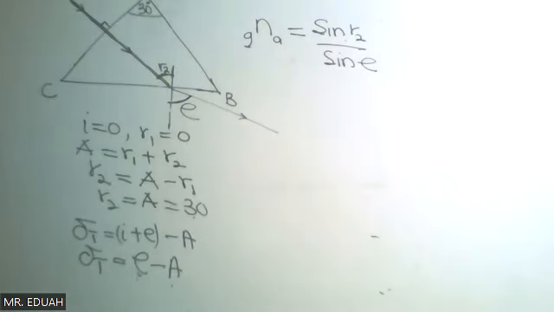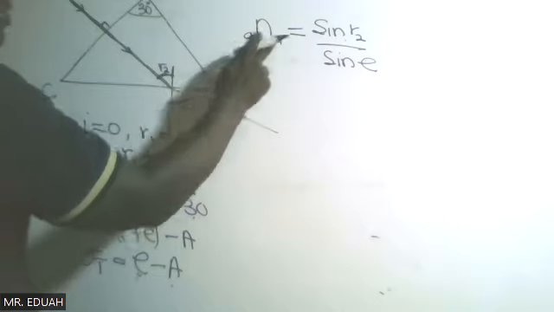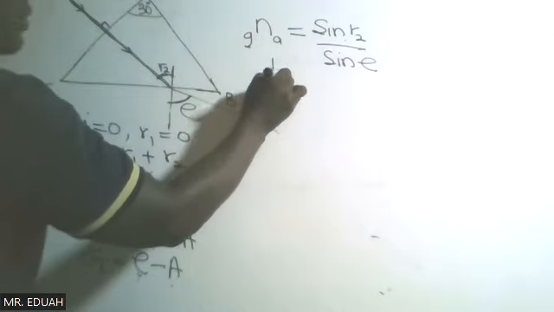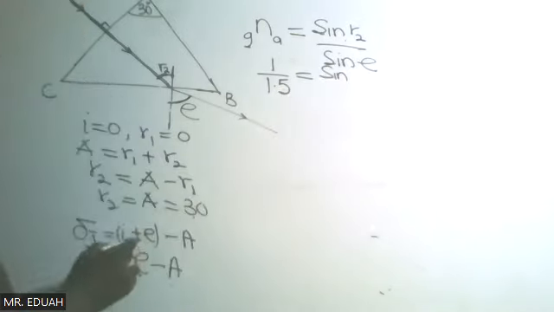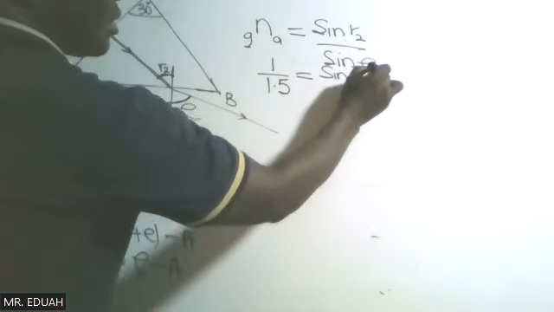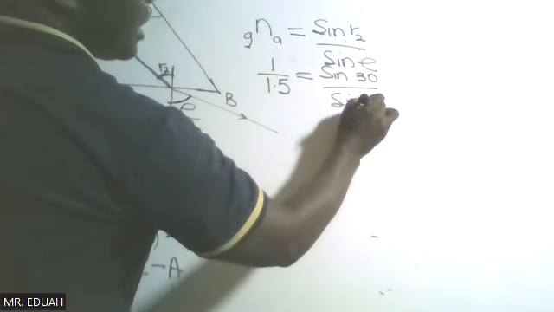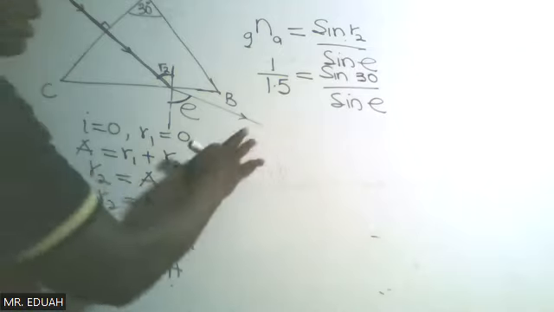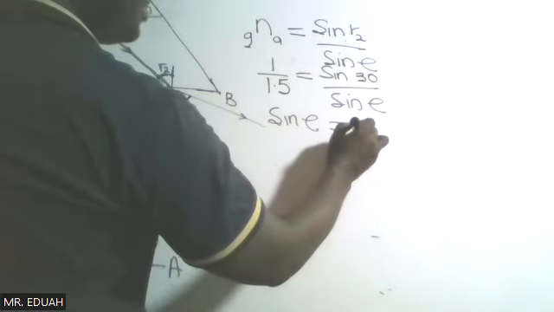In the question, we're given the refractive index of this, which is 1.5. So once the ray is from glass to air, then it will be 1 over the absolute refractive index, 1.5, equal to sine of R2, which is 30, over sine of the angle of emergence E. So we make sine E the subject. Hilda, calculate E for me.